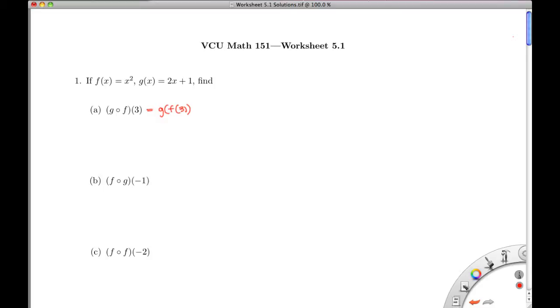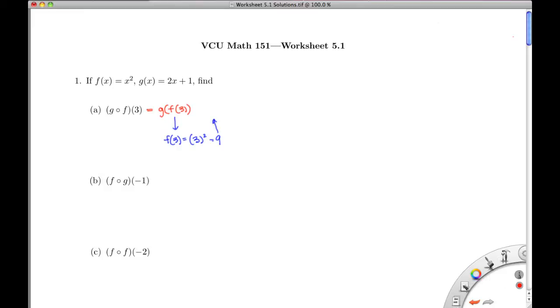So our first step is we're going to actually figure out, well, what is f of 3? That's easy enough for us to do. So we're going to take a little detour here, and we're going to evaluate our function f, which we're given, at x equals 3. So f of 3, the function f is just a squaring function, so we're going to take our input 3, and we're going to square it. That'll give us 9. So this is what we're going to plug into our function g up here.